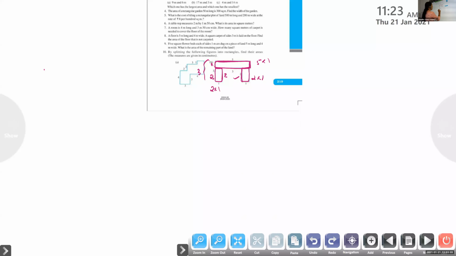So totally 2, 2, and 5. So what is the area? 9. Clear? So you have to split this into different rectangles, any possible way like this. Okay? Any possible way you can do.